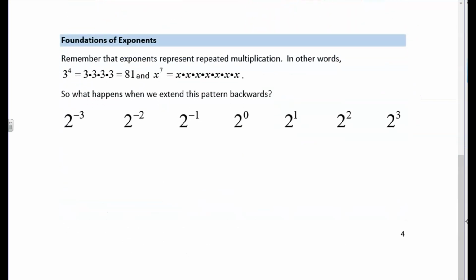Okay, moving right along. Let's talk about exponents. So remember that exponents really just stand for repeated multiplication. So in other words, 3 to the 4th is 3 times 3 times 3 times 3, and x to the 7th is x times x times x times x times x times x times x.